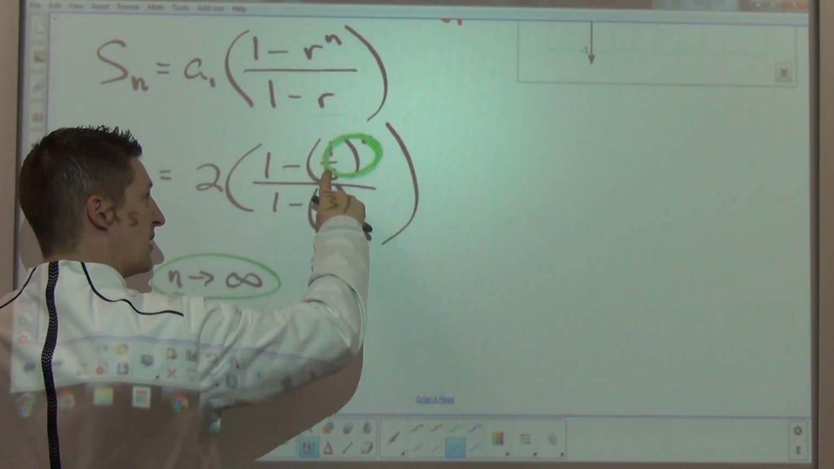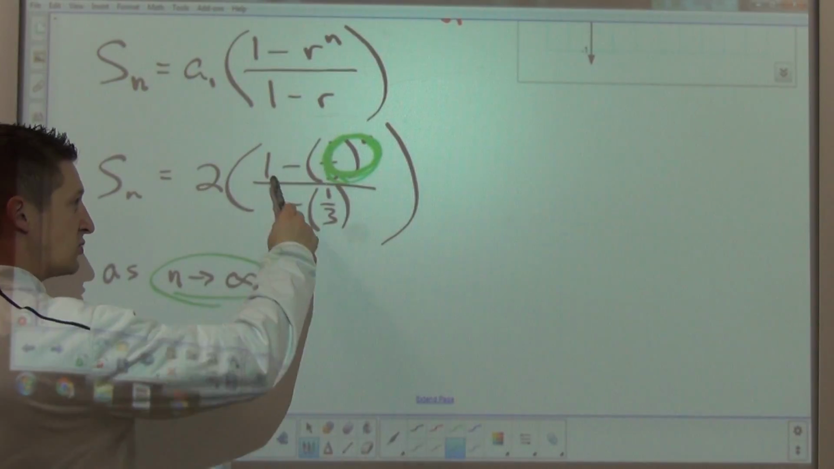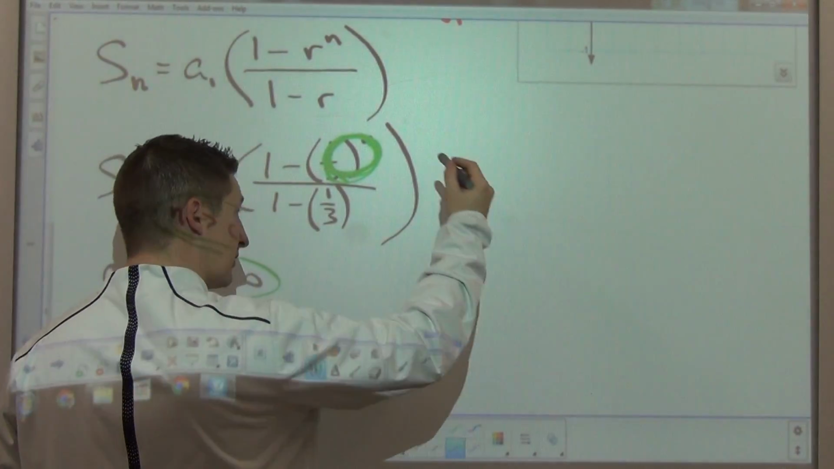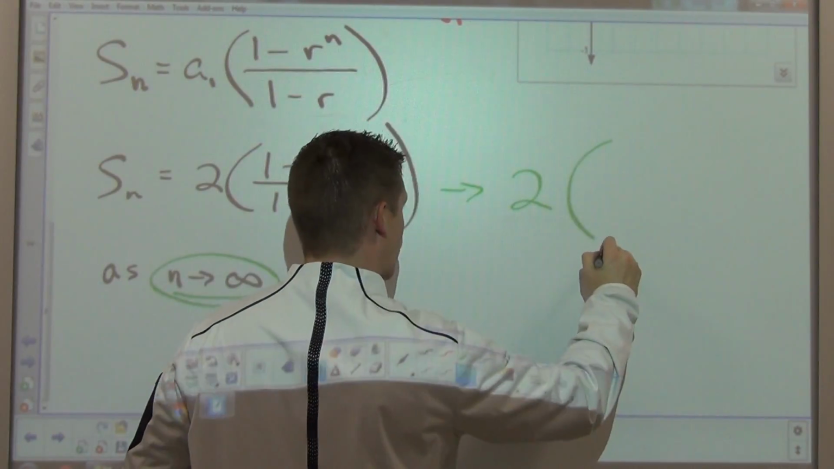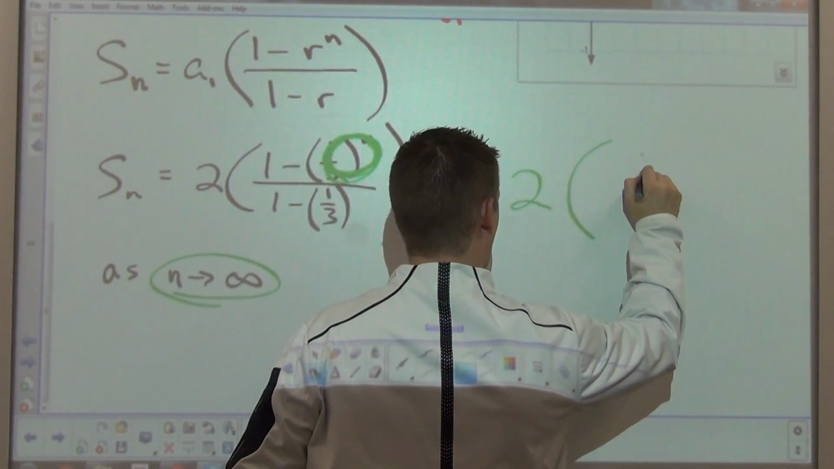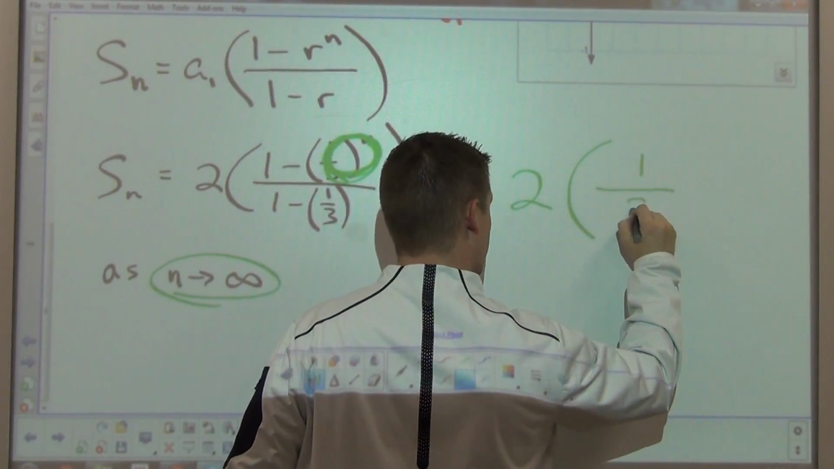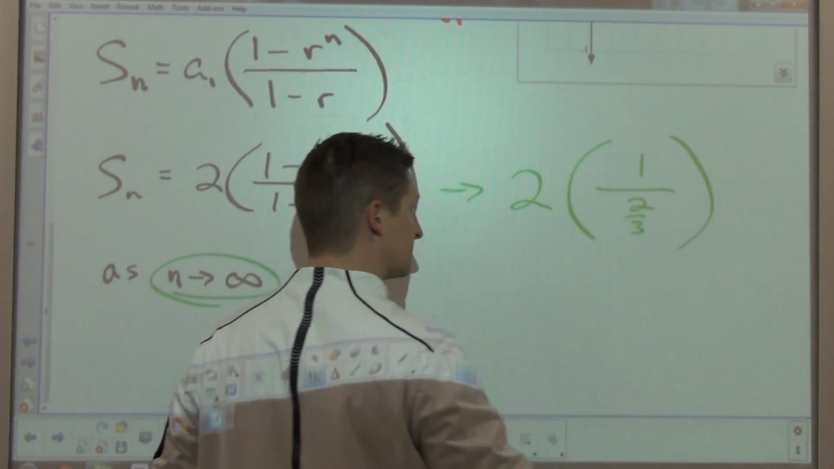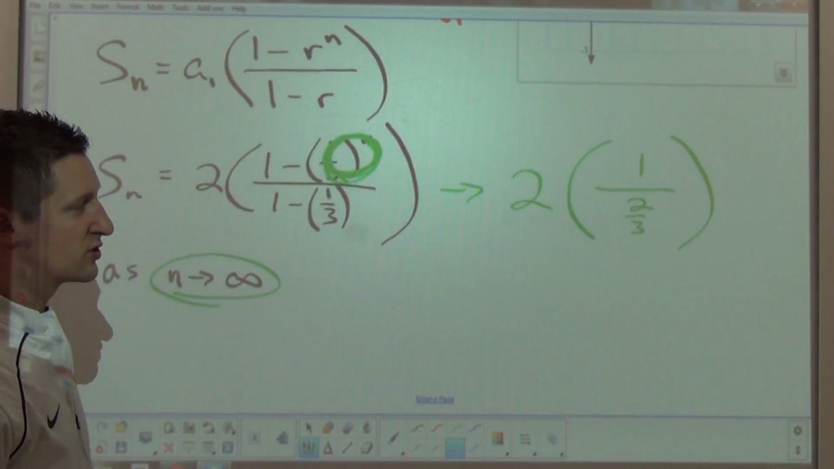This expression is basically 0. Now if I replace that with a 0, check out what happens. What's 1 minus 0? 1. So if I were to rearrange this expression a little bit, let's look at the 2. And now I'm multiplying by 1 minus 0, which is 1, over 1 minus 1/3. Well, 1 minus 1/3 is going to be 2/3. So I have 2 times 1 over 2/3.